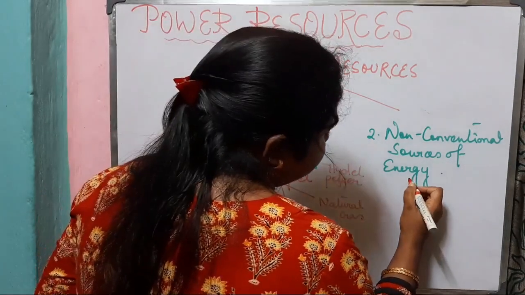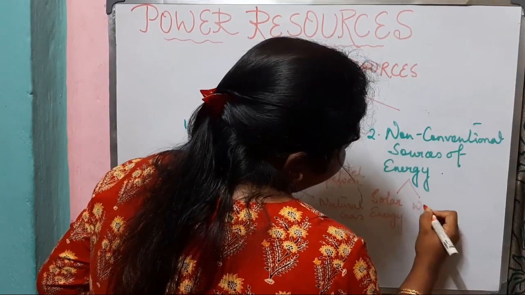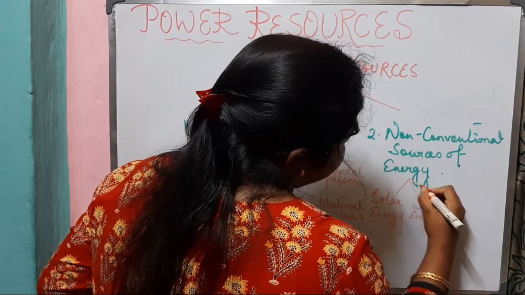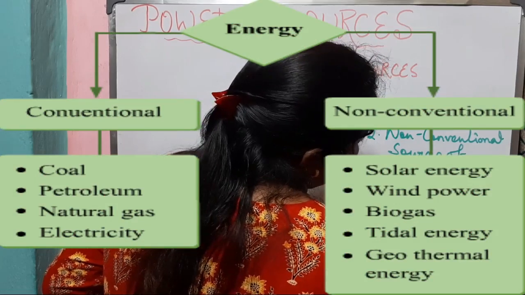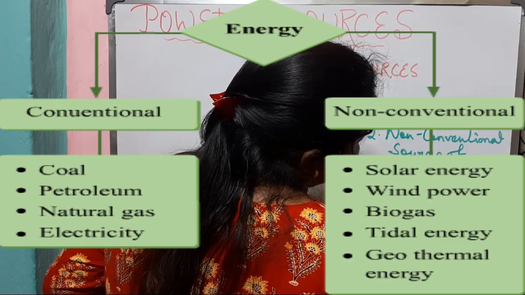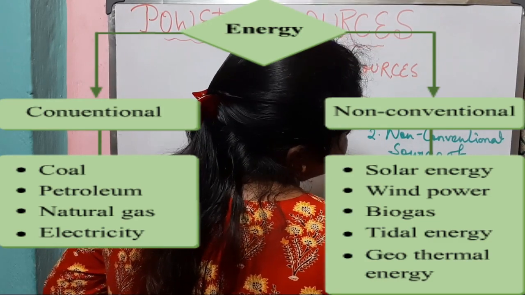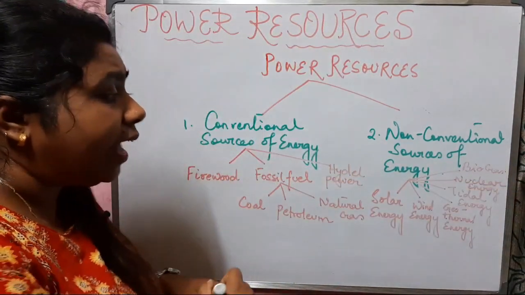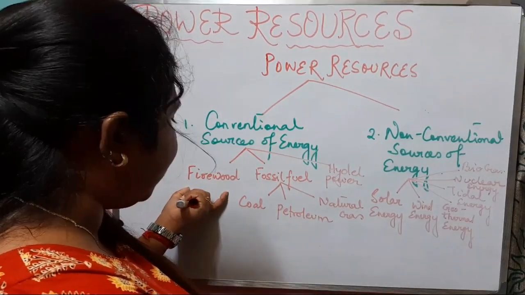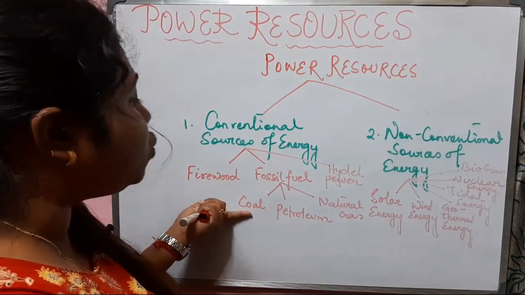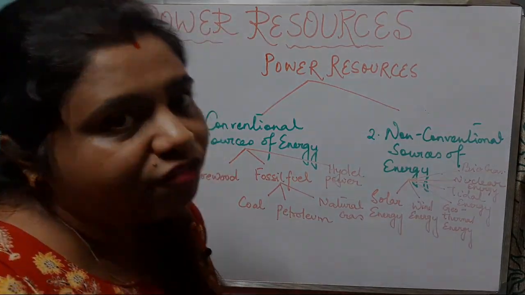In the non-conventional sources of energy, we will study solar energy, wind energy, geothermal energy, tidal energy, nuclear energy, and biogas. Today in this video we will discuss the conventional sources of energy. We will know about firewood, its advantages and disadvantages, and we will know about coal along with its advantages and disadvantages. So now let us know what we mean by conventional sources of energy.